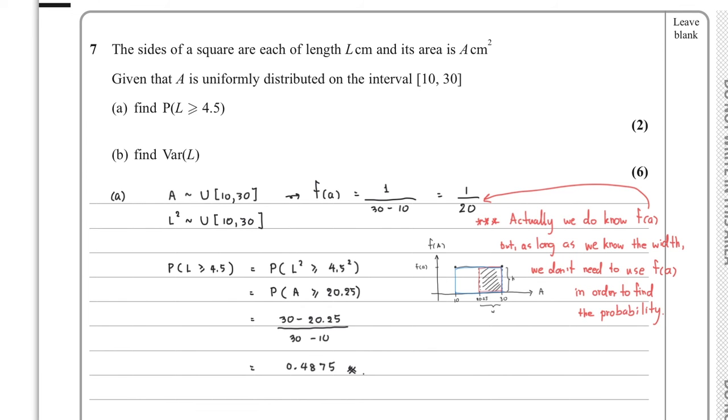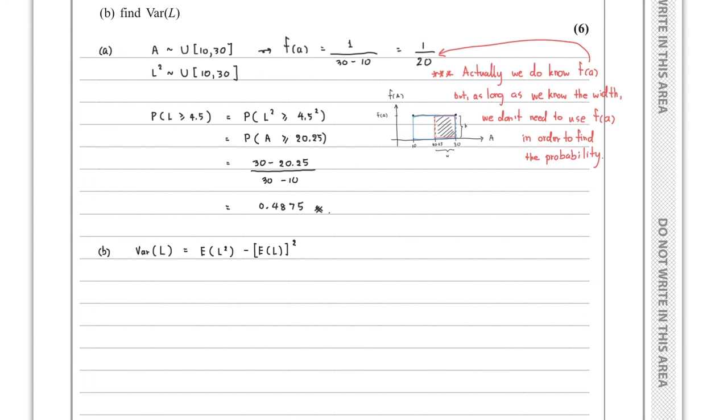In part B, we have to find the variance of L. Here's the variance formula: E of L squared minus E of L, and then squared. First of all, we have to find E of L squared. And we know that E of L squared is E of A. Since A has uniform distribution from 10 to 30, E of A is (30 plus 10) divided by 2, which is 20. That's E of L squared. Next, we're going to find E of L and then squared. So first, we have to find what E of L is.